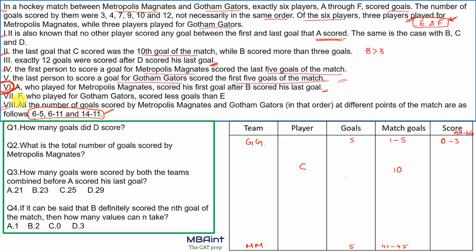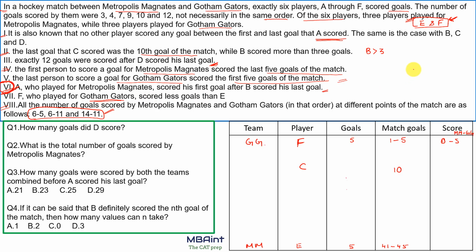It says that F played for GG. So now it is clear that we were seeing that this player could be either E or F. Now it is clearly mentioned that it is F who belongs to GG. So this would be F. If this is F, this would be E, right? Let me erase this and write, this would be E.